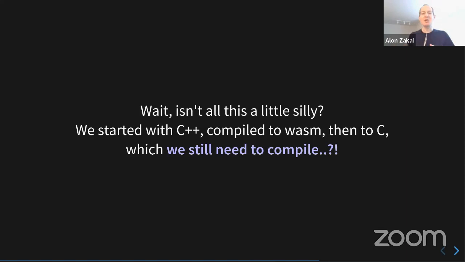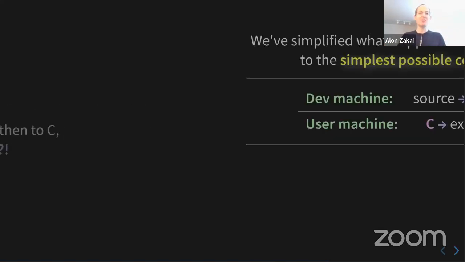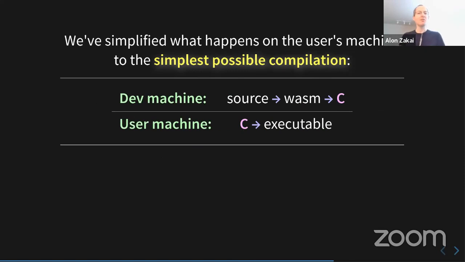So before I talk any more about this, this is kind of a little silly, right? We started with C++, we compiled to Wasm, then we compiled to C. So we're kind of back with something we need to compile. What have we actually gained in this whole process? I think we have gained something very useful.